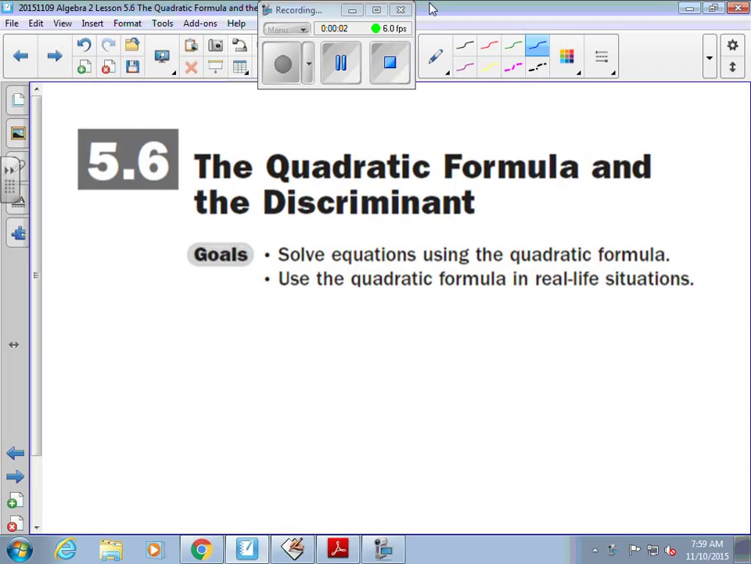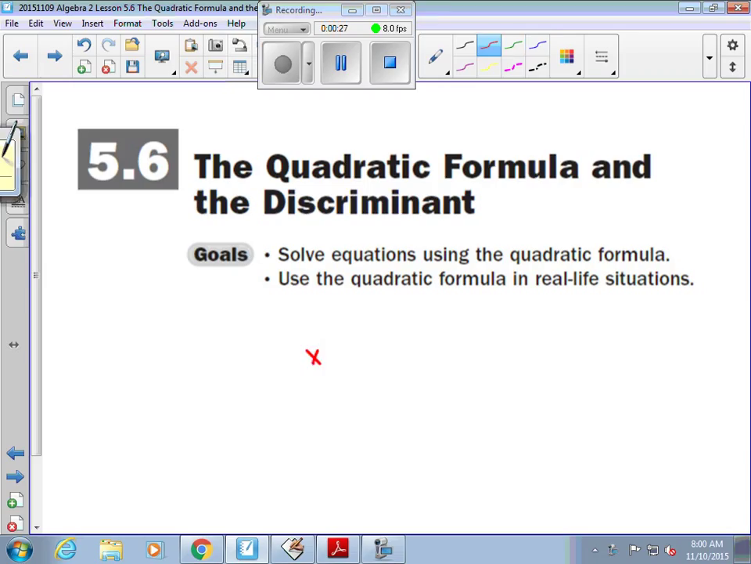This is Algebra 2, Lesson 5.6, the quadratic formula and the discriminant. We are solving equations using the quadratic formula, and then we're using those in real-life situations like falling problems and problems like that. This is an easy concept for most students to understand, using the quadratic formula. What people forget is what the actual quadratic formula is.